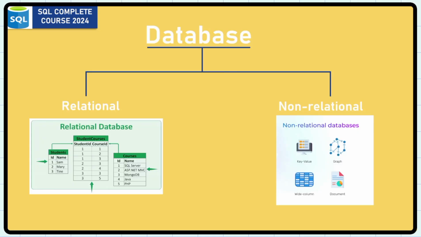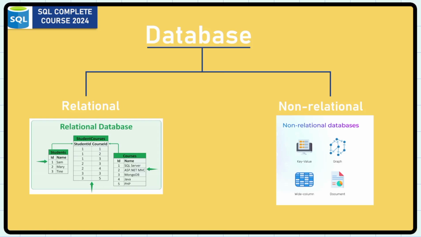Now there are two types of database. The first one is the relational database and the second one is the non-relational database. So in a relational database, what we actually do is, there are lots of tables, right? There are lots of tables. So what actually a table is, you have seen in Excel data there are lots of columns and rows, right? So that is actually the relational database.